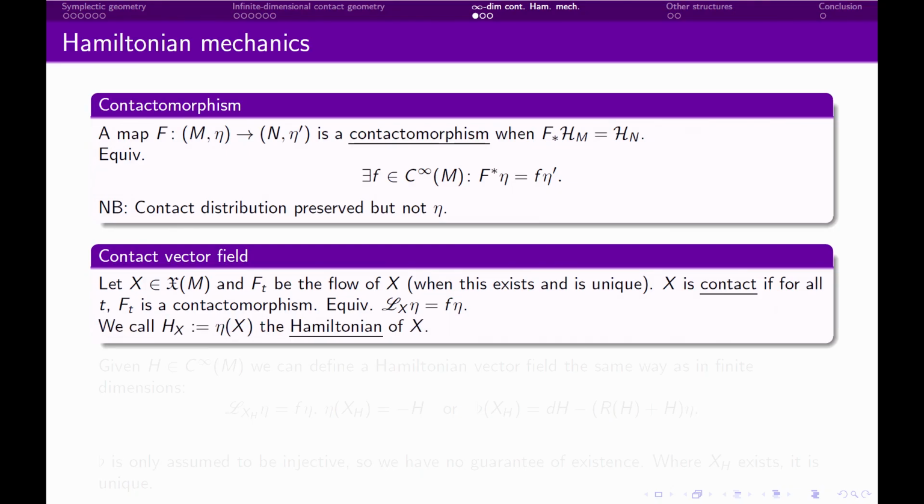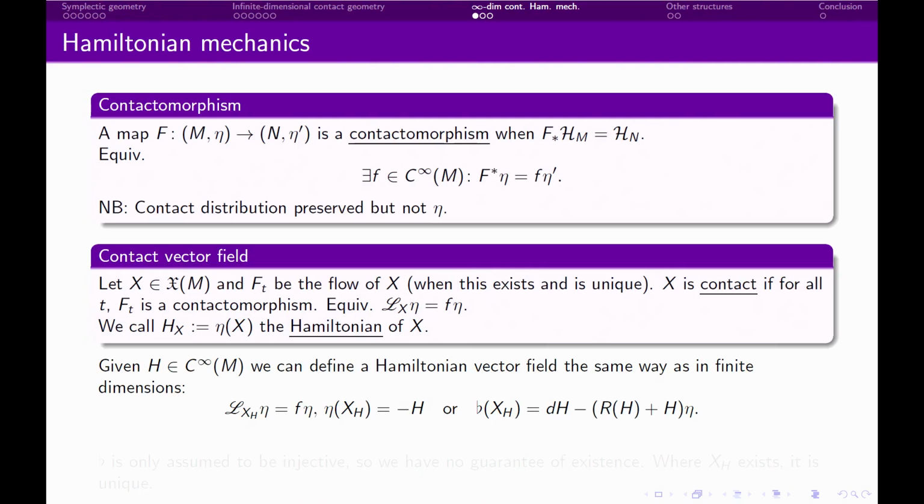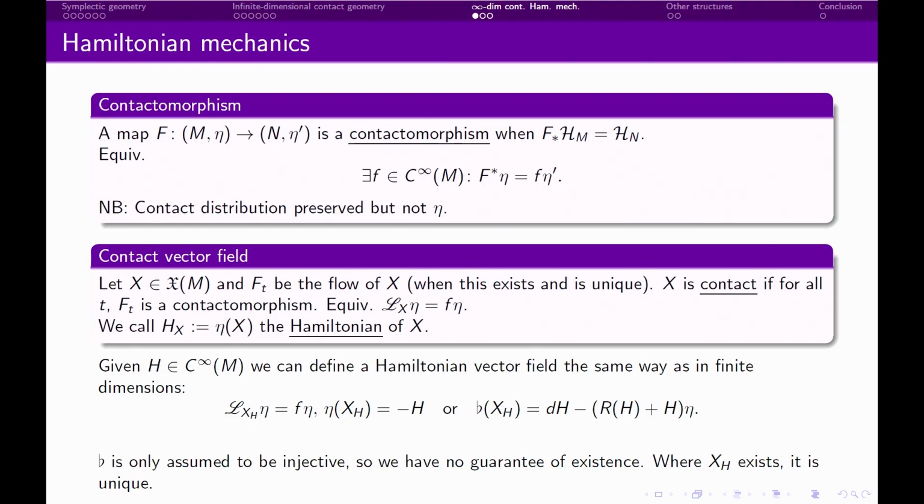And so every contact vector field has associated to it a function that we call the Hamiltonian. And then basically, for a certain set of functions, we can define the opposite. So we can take a Hamiltonian and produce a Hamiltonian vector field. But unlike in the finite dimensional case, where flat is assumed to be an isomorphism, flat is only injective, so we have no guarantee of existence. But when it does exist, it's unique.